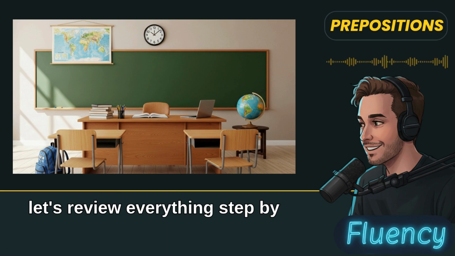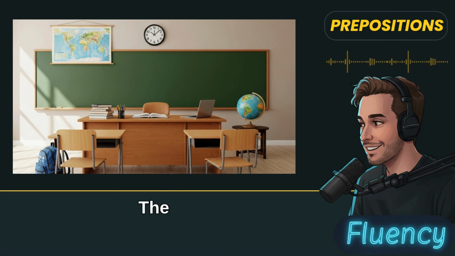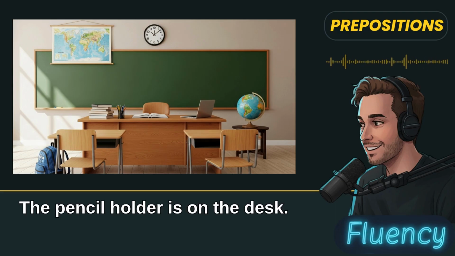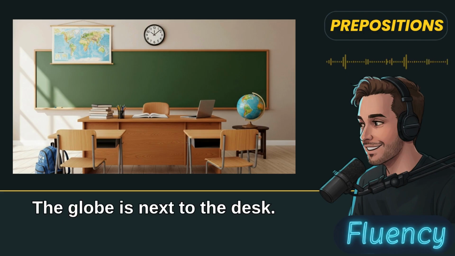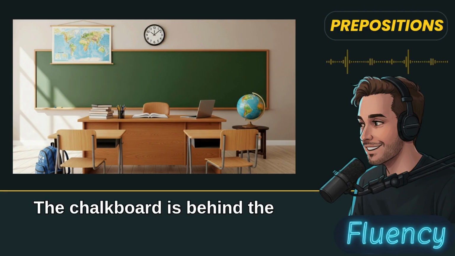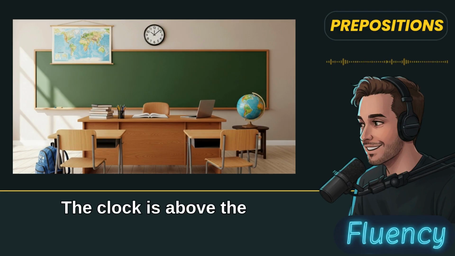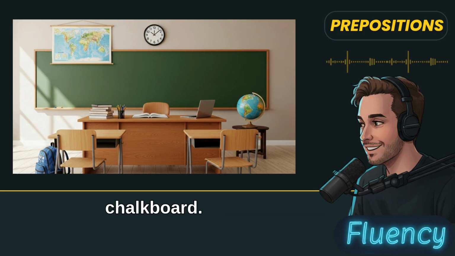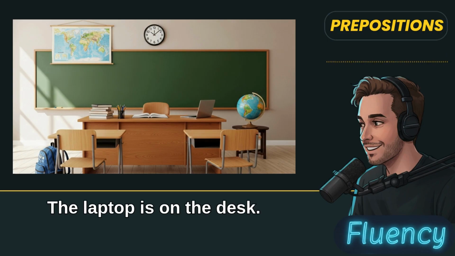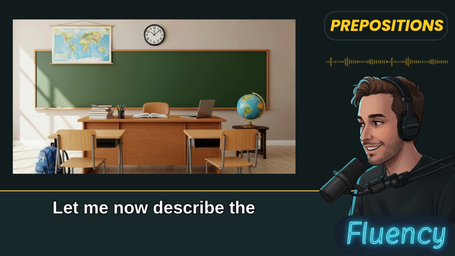Now, let's review everything step by step. The books are on the desk. The pencil holder is on the desk. The globe is next to the desk. The backpack is under the student desk. The chalkboard is behind the desk. The clock is above the chalkboard. The map is above the chalkboard. The laptop is on the desk.